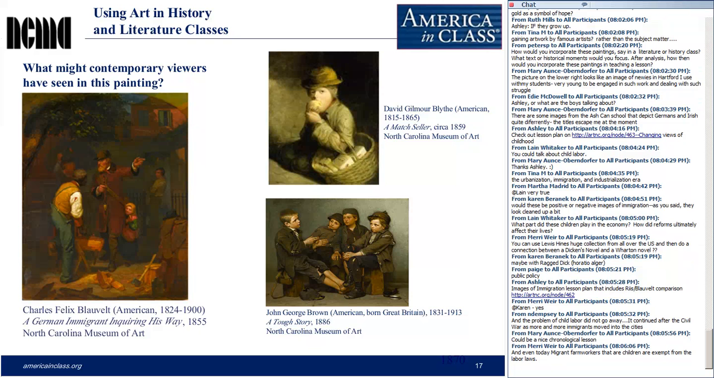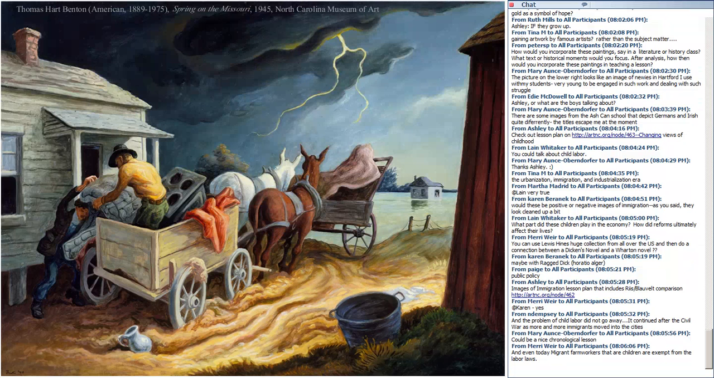Thomas Hart Benton's depiction of a flood. It's called Spring on the Missouri, but it is based upon drawings that he made as a newspaper artist in the 1930s for the Kansas City newspaper when the Mississippi River flooded. And this was the last period when newspapers would use artists rather than photographers to document news stories. And they sent Benton down to the flooded areas of the Mississippi.